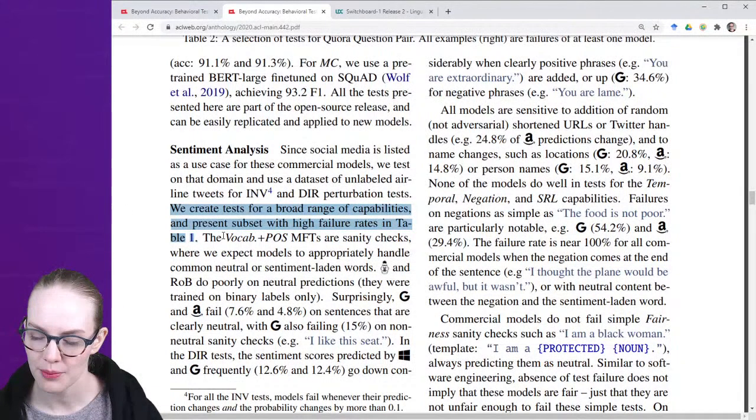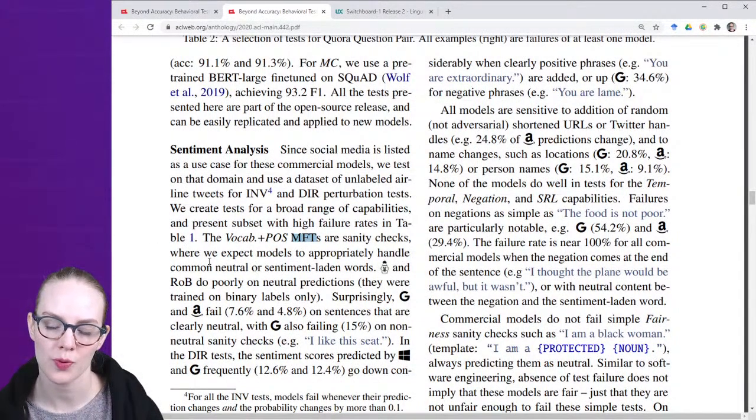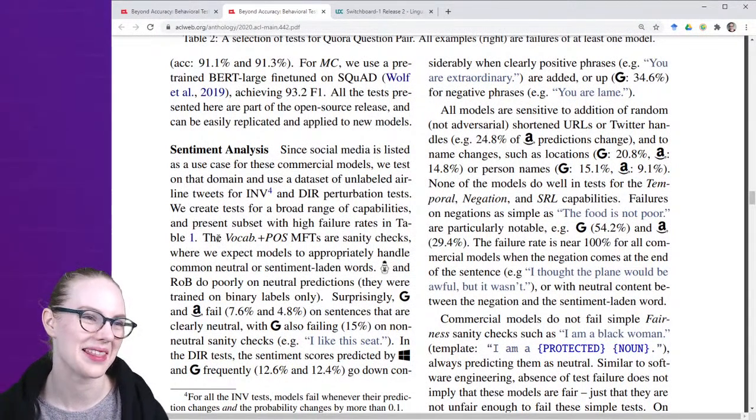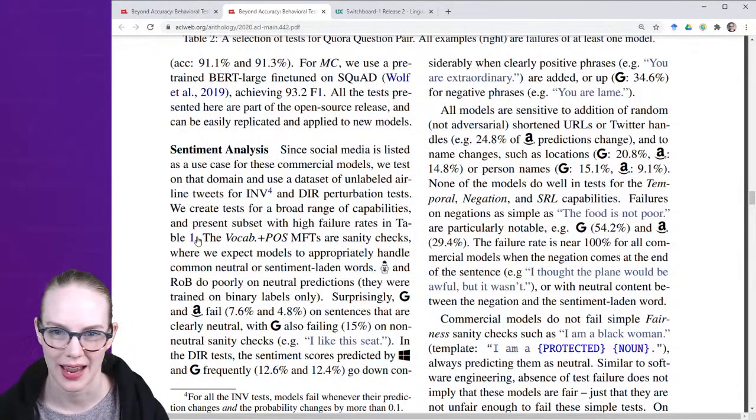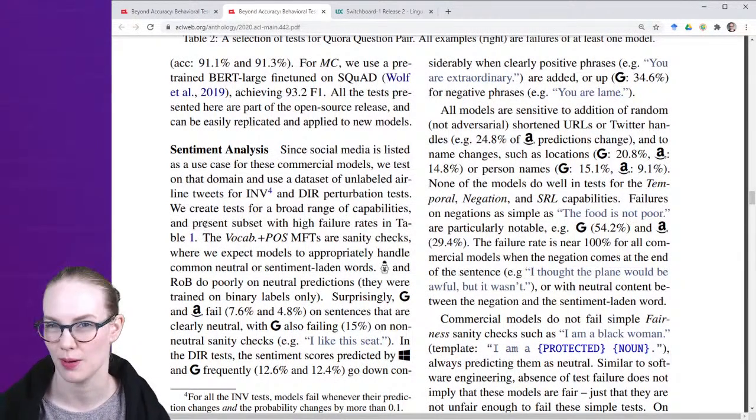The vocabulary plus part of speech minimal functionality tests are sanity checks, where we expect models to appropriately handle common neutral or sentiment-laden words. So neutral would be, I'm trying to think of a neutral word, like apple. Apple shouldn't have a very strong positive or negative sentiment.